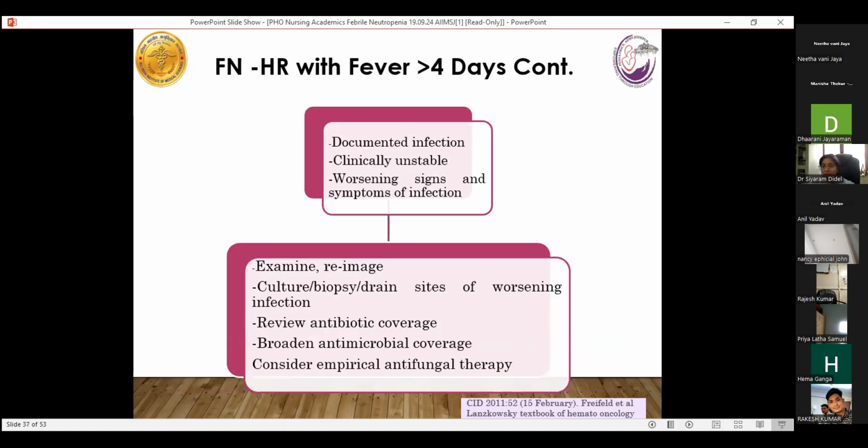The third scenario is that there is documented infection, the child is clinically unstable, and there are worsening signs and symptoms of infection. Then the same thing we have to do: re-examine the child, do re-imaging. We have to send fresh cultures or biopsy, or from the drain sites if there is worsening infection, review our antibiotic policy, broaden antimicrobial coverage, and again consider empirical antifungal therapy.